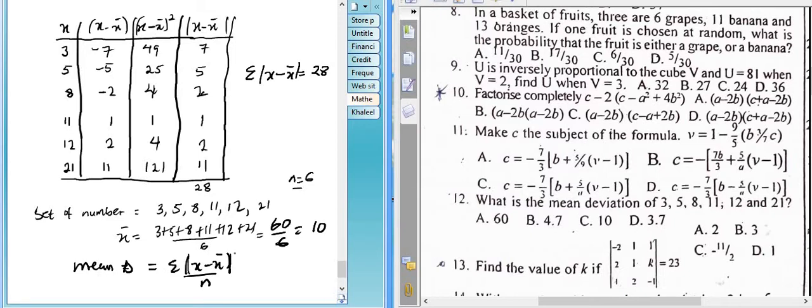Our mean deviation is going to be equal to the summation of the absolute value of x minus x bar, that's 28 that we have, then over n, our n is 6, which is 28 over 6, which is 4.67. So the answer is 4.67, that is 4.7 approximately, which is option B. So this is the solution of the question.